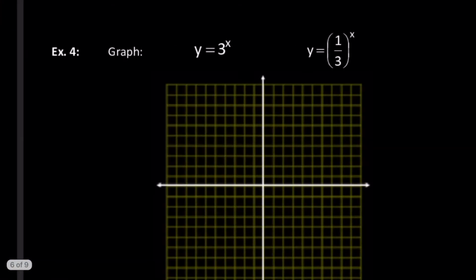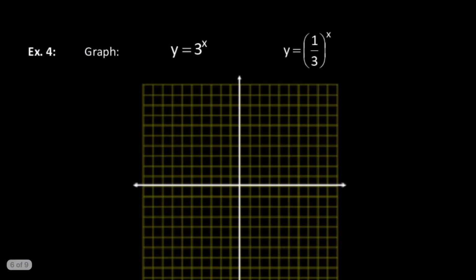All right, let's move on. What happens when our base is less than 1? First, y equals 3 to the x. Key points there would be (0, 1) and (1, 3), right? (0, 1) and (1, base). No problem. I can sketch that. It would also be (2, 9), so I have room to put that one in there because 3 squared is 9. So there's y equals 3 to the x.